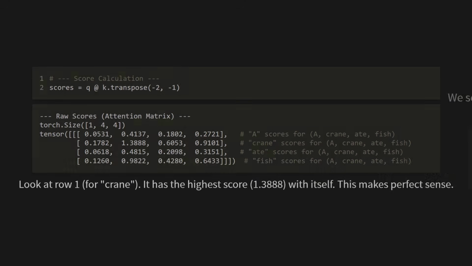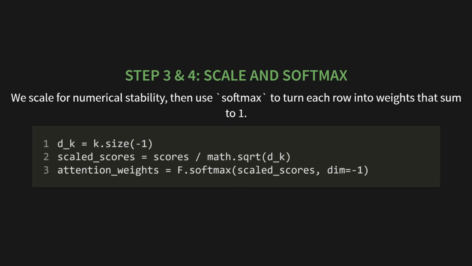Step 3 and 4, scale and softmax. We scale for numerical stability. Then we use softmax to turn each row into weights that sum to 1. So first, we get d_k, which is just the size of the last dimension of k. Then, scaled_scores equals scores divided by math.sqrt(d_k). Finally, attention_weights equals F.softmax of the scaled scores along the last dimension.